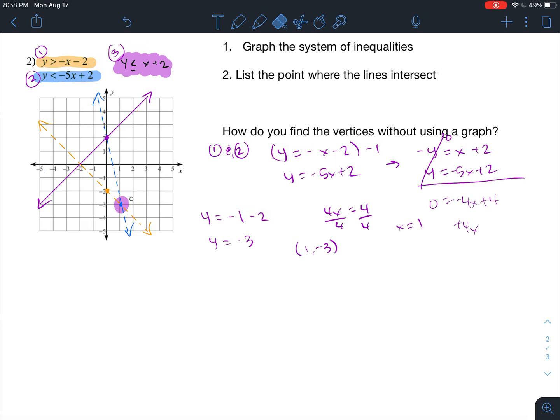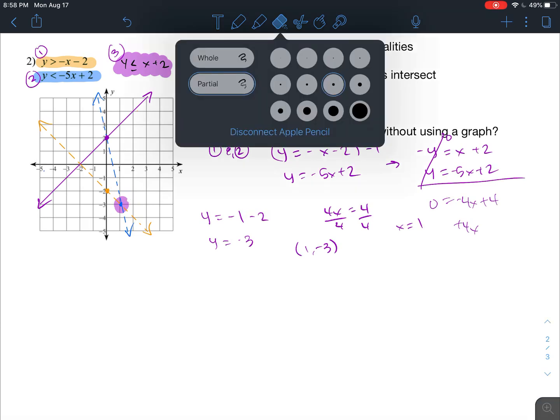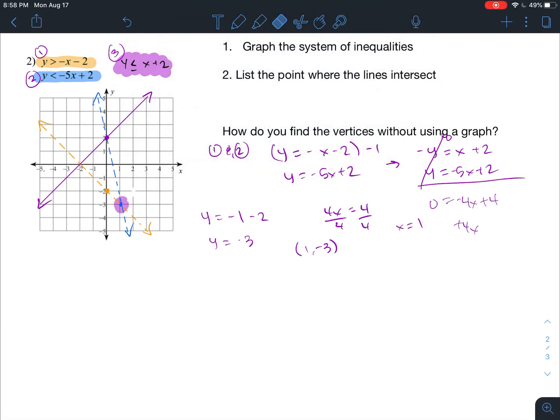Now you probably could have noticed that just by looking at where it actually is, but that's how you find it, using a method of elimination in a system of equations. So there we go. We have one vertex right there, (1, -3).